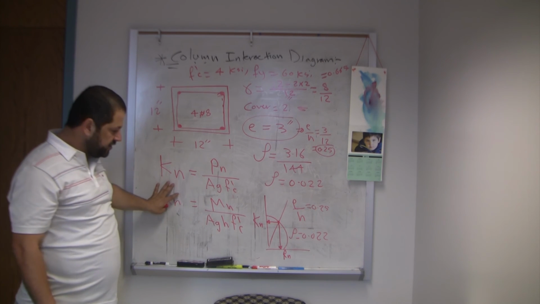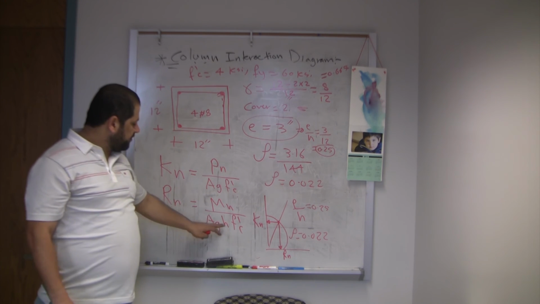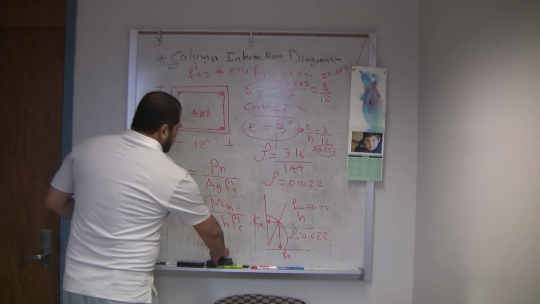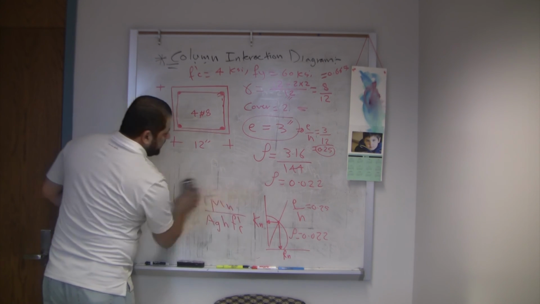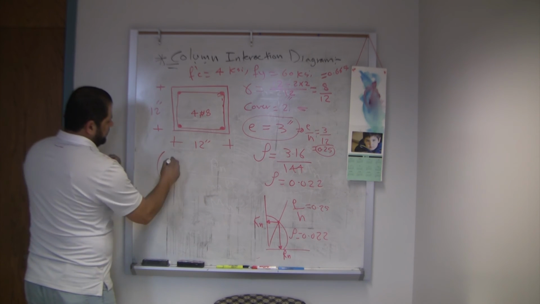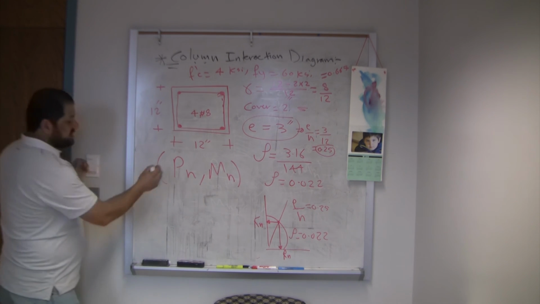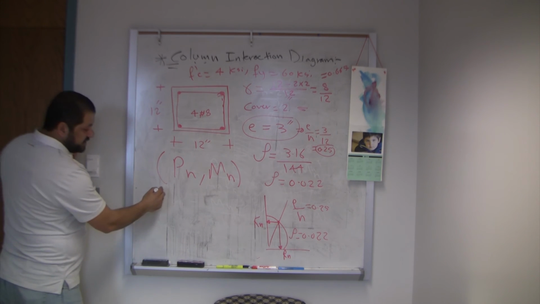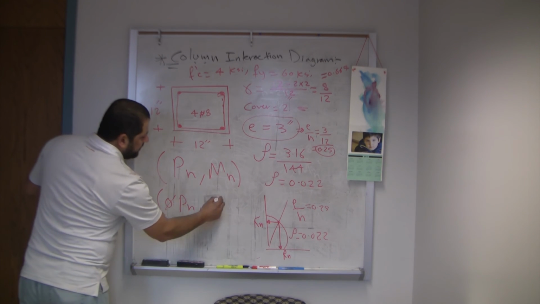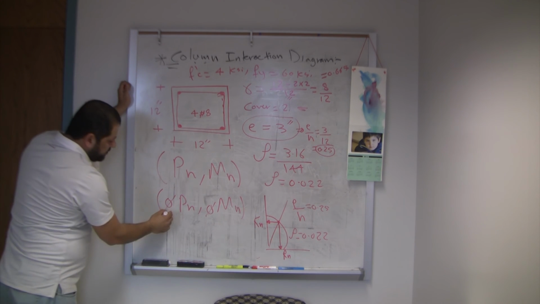Then you can get Mn from this one by multiplying Rn by A gross H times F prime C, 144 times 12, with F prime C in KSI. With that, you will be able to find the nominal strength, which is a pair, Pn and Mn. This is the nominal strength. For the design strength, you need to have phi Pn and phi Mn. And since this is a tied column, phi is 0.65.